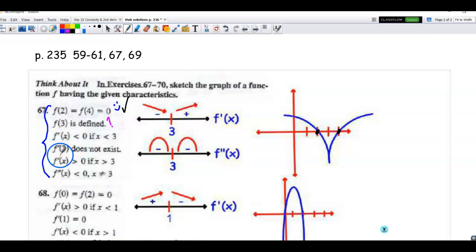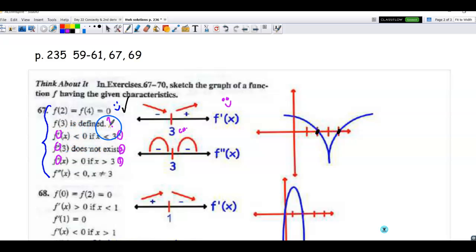Now, the next piece of information, these three pieces of information right here, 1, 2, 3, notice that they are all about the first derivative. First derivative, first derivative, first derivative. So I'm going to transfer that information to a first derivative number line so I can see with my eyes. So the first bullet says the first derivative is negative to the left of 3. Then it says the first derivative does not exist. That's important at x equal to 3. So that tells me I have a critical number at x equal to 3, which goes on my number line.